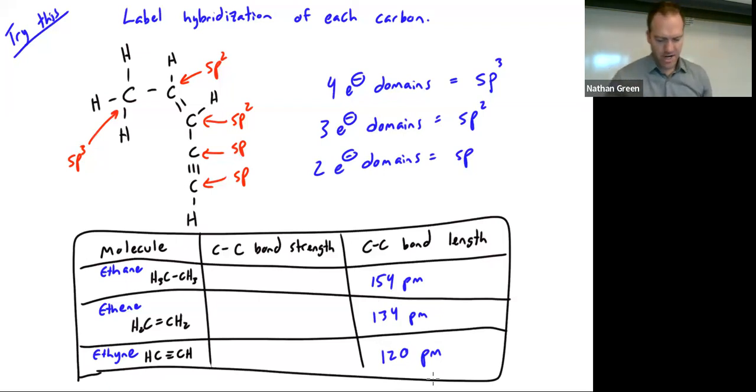How about the bond strength? Remember, the bond strength is how much energy do I have to put in to break this molecule up? If I want a CH3 on one side and a CH3 on the other side to break apart, how much energy do I have to put into the bond to break that apart? For ethane, it's 377 kilojoules per mole. For ethene, what would you predict it would be? Higher. How much higher?